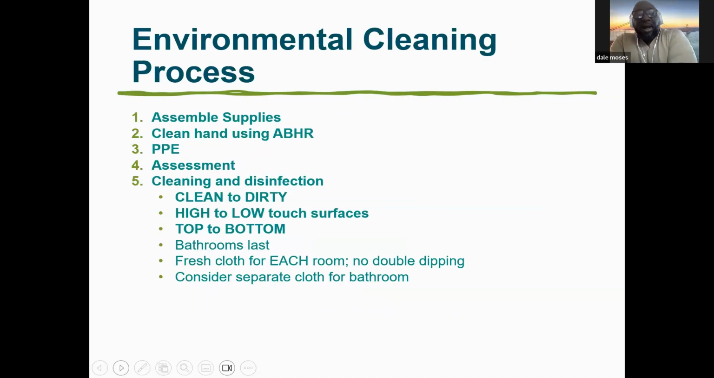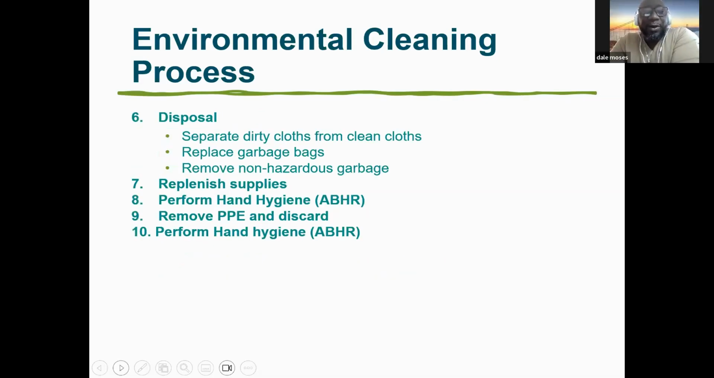Environmental cleaning process. This is just the process. Assemble your supplies, clean your hands using ABHR. So always remember to clean your hands before using anything. Put on your PPE if it's required. Assess what you're going to be doing, and then start the cleaning and disinfection. So as I said earlier on, clean to dirty, high to low, top to bottom. Bathrooms are always last. Use a fresh cloth for each room, no double dipping, and make sure that you use a separate cloth for the washroom at all times. And don't ever reuse that bathroom cloth for anything else after the fact as well.